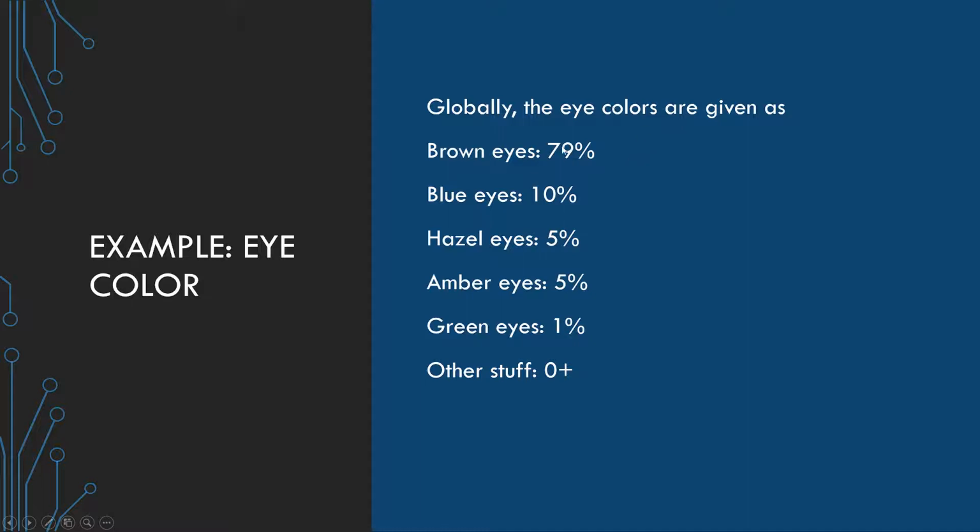Brown eyes, the dominant trait, dominates the population of the world. Blue eyes is next, which is significantly lower, and then significantly less than that is pretty much everything else. Green eyes gets down to 1% of your overall population. And for your albinos, vampires, and other such things, the violet eyes and the gray eyes and the red eyes, that's 0 plus. That's effectively 0%.